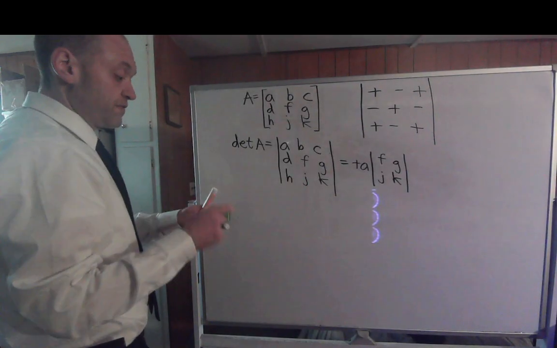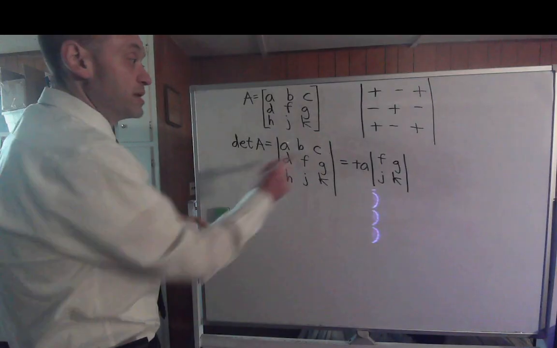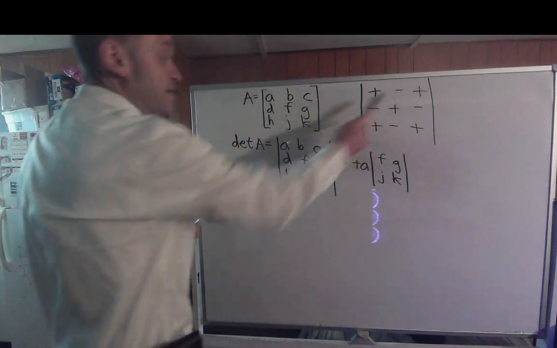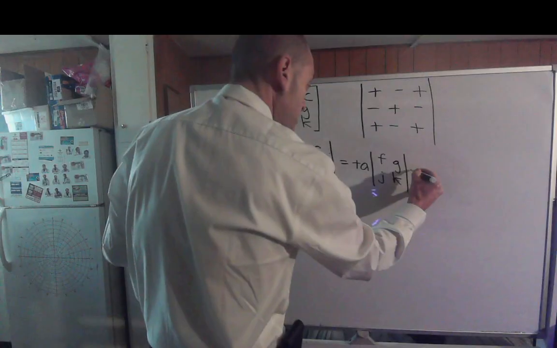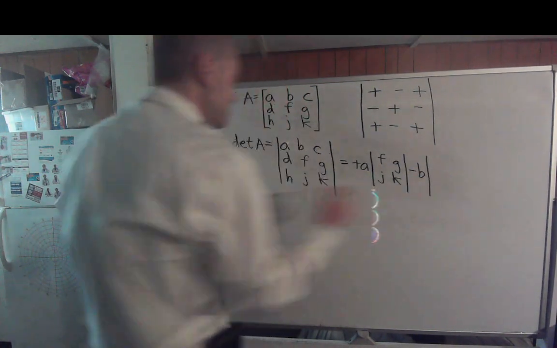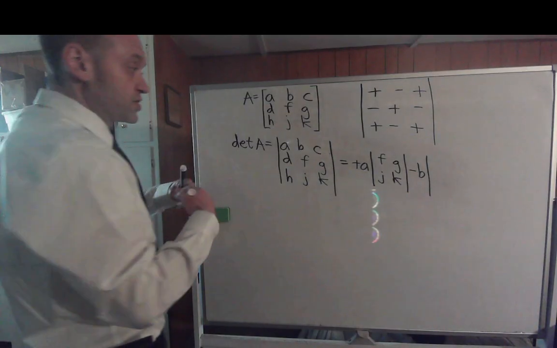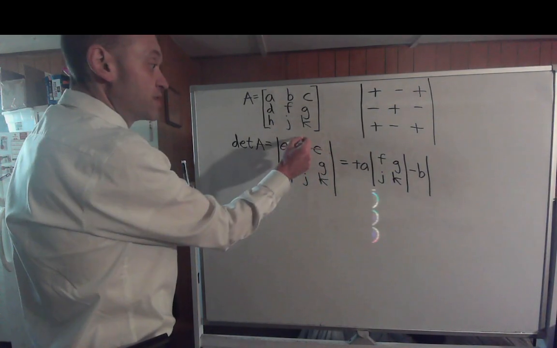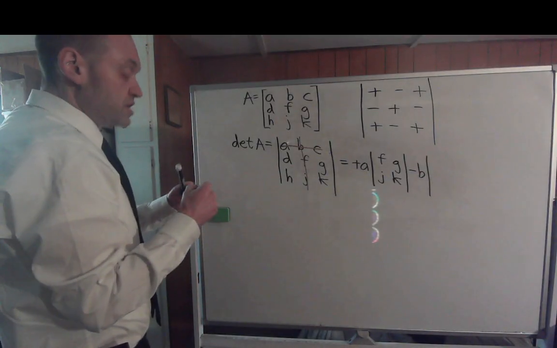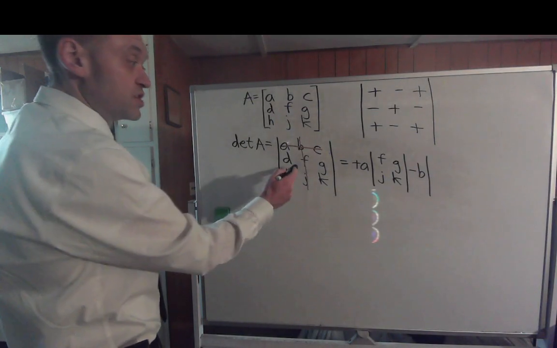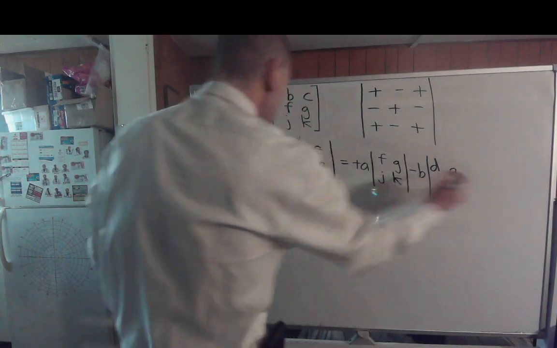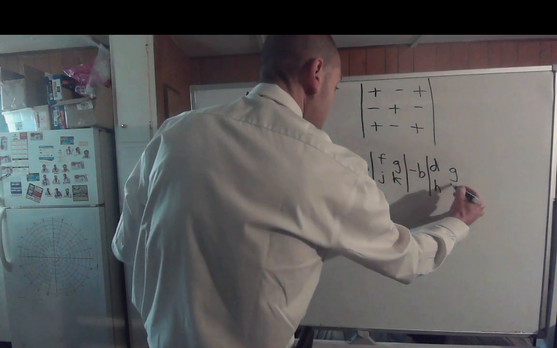Now we're going down the first row, so the next entry will be B times the 2 by 2 determinant, but it should be a negative on the coefficient of B. So this should be minus B times, now we're going down the first row here, the second entry in the first row, we need to strike out the row that B is in and the column that B is in. So what we'll end up having is the resulting determinant of whatever's left. In this case, it'll be minus B times the determinant of D, G, H, and K.